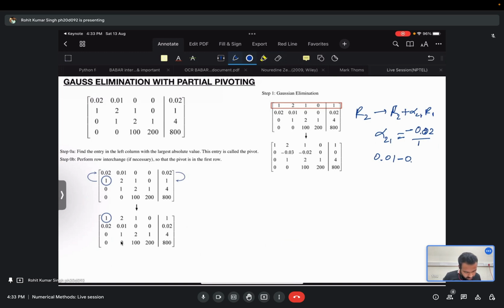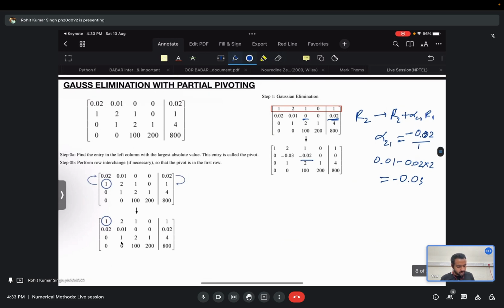0.02 into 2, so this will be minus 0.03. Similarly for this element, because here the A23 is 0, you will have just minus 0.02. Okay, and you do the same for this element here, and you will get 0 because you have 0.02 minus 0.02 is equal to 0, right? It's pretty straightforward, you must know. I solved many examples in the last session also.